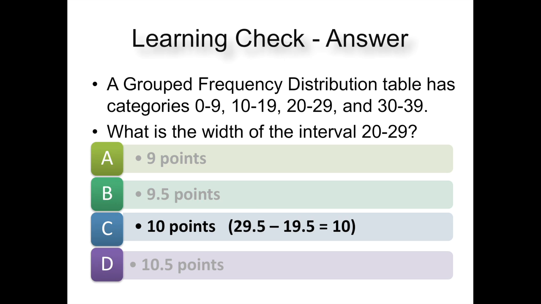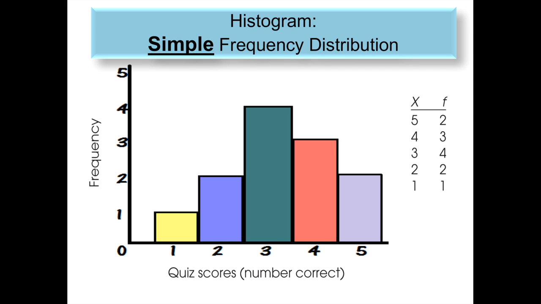With this method here, you're adding 0.5 on each side, right? So the real limit of 20 to 29 is really 29.5 all the way down to 19.5, where you'd have a 10-point spread. Okay. This is what a histogram looks like.